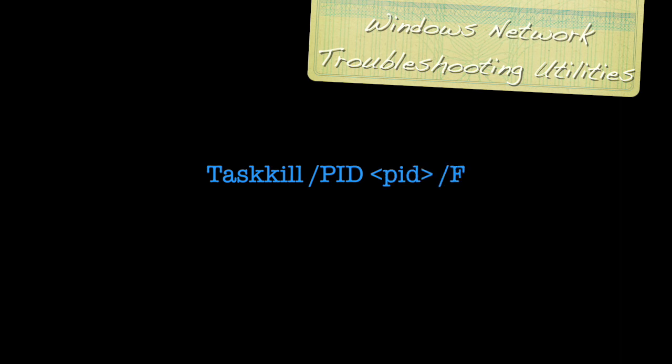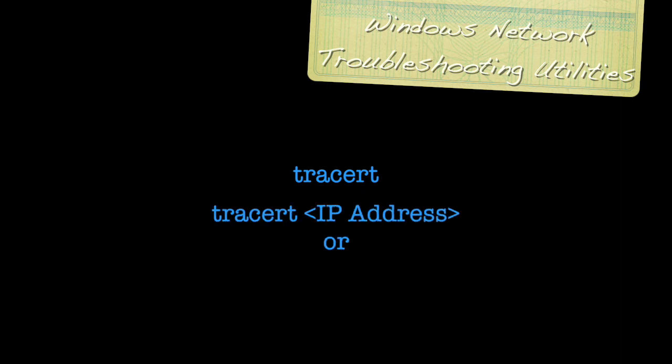Taskkill /PID followed by the process ID /F terminates a process when you supply the process ID. The traceroute utility shows the route that a packet takes to get to its destination. From a command line, type TRACERT followed by a space and an IP address or URL. The output describes the route from your machine to the destination machine, including all devices the packet passes through and how long each hop between devices takes.